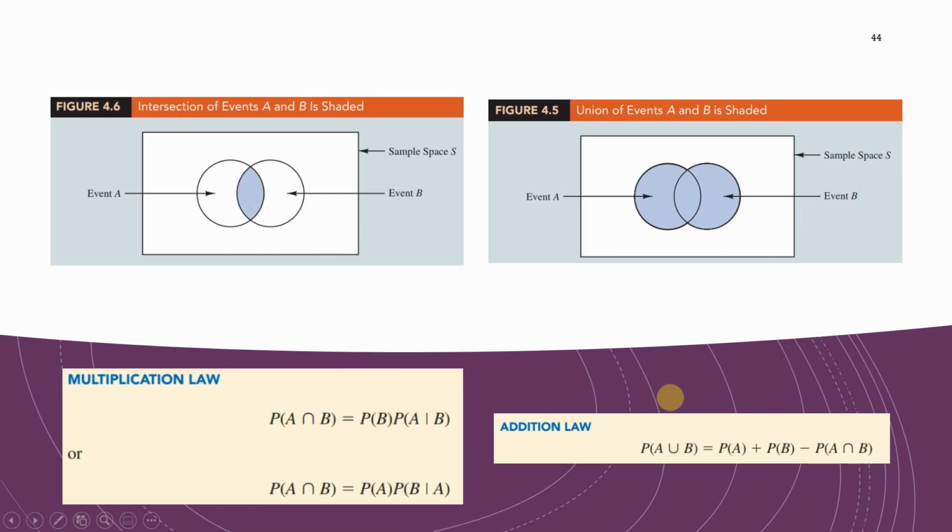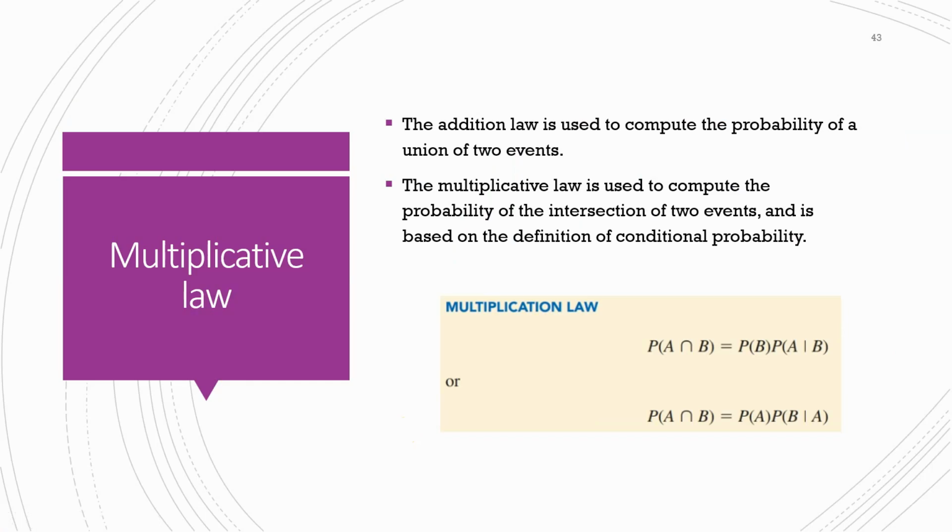So we already learned about the addition law. We're learning now about the multiplication law. It's about the intersection. What is the probability of A and B happening? Well, here's the equation for it: the probability of B multiplied by the probability of A given B. Where does this come from? If we go back to the last slide, the last thing I wrote is that the multiplication law is based on the definition of conditional probability.